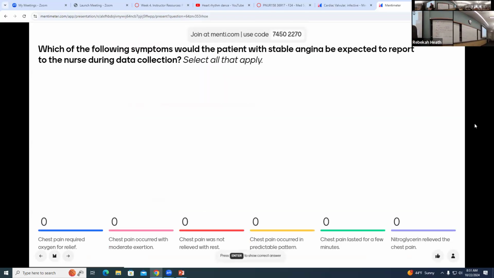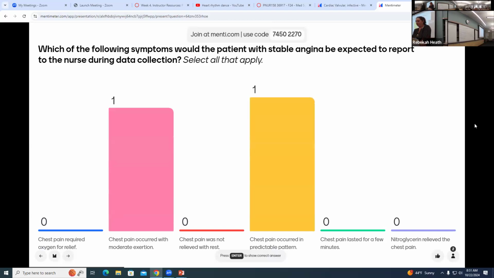Okay. Which of the following symptoms would the patient with stable angina be able to report to the nurse during data collection? So if you have a patient, you're doing your assessment, which of these are symptoms of stable angina? Can you choose more than one?